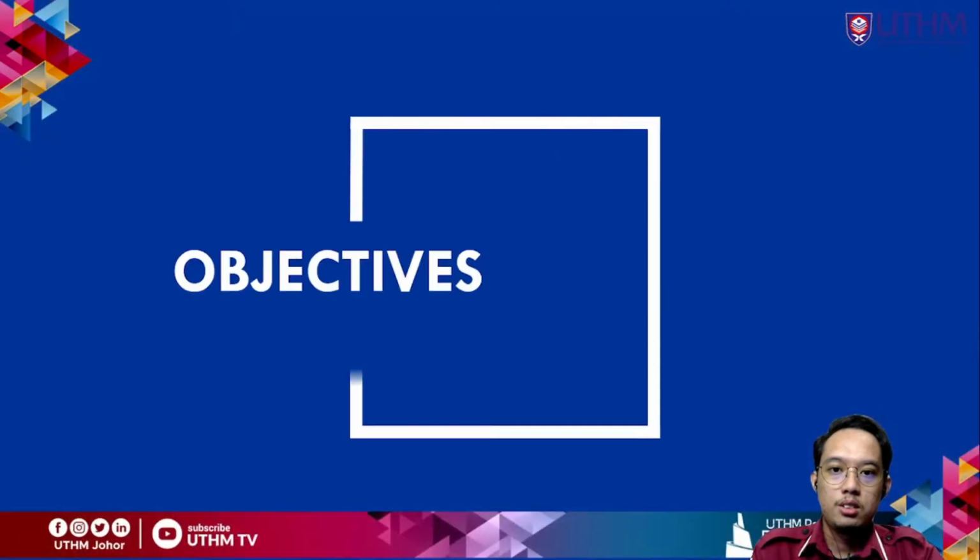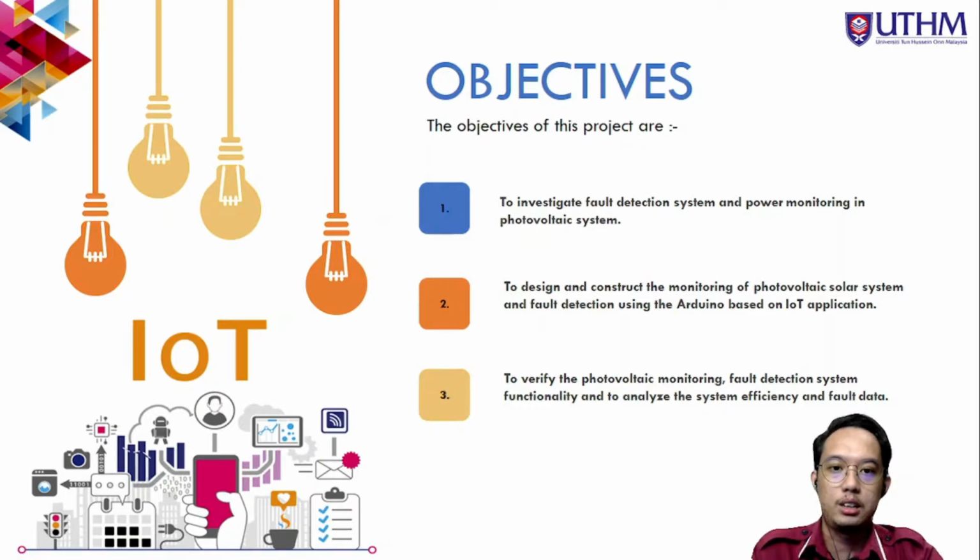So the objectives in my project are, the first one is to investigate a fault detection system and power monitoring in the photovoltaic system. Secondly, to design and construct the monitoring of power photovoltaic system and fault detection using the Arduino Mega 2560 based on IoT application. Lastly is to verify the photovoltaic monitoring, fault detection system and functionality, and to analyze the system efficiency and fault data.